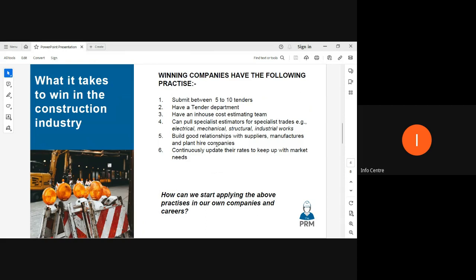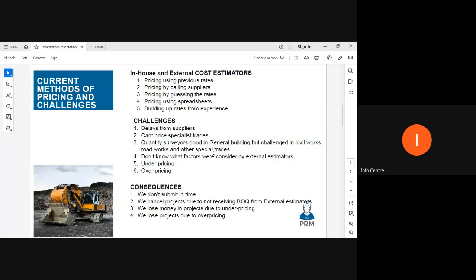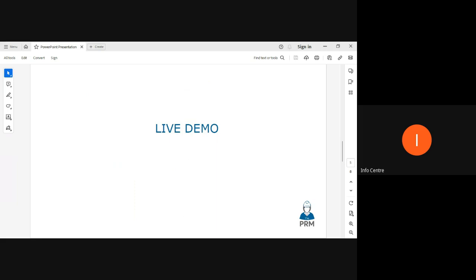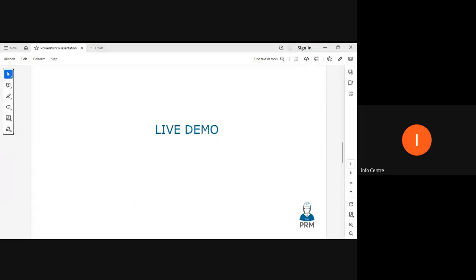So then I think the question would be, if these are the qualities that are required to win in this competitive and capital intensive industry, and our challenges are the ones that are here, there's a huge gap. How do we close that gap? Our take as the PRM is that you need a tool that can actually close that gap without breaking your bank balance and at the same time without taking too much of your time insofar as acquiring the knowledge and skill required. So, with that said, we're going to switch over to the live demonstration and see what we are talking about.